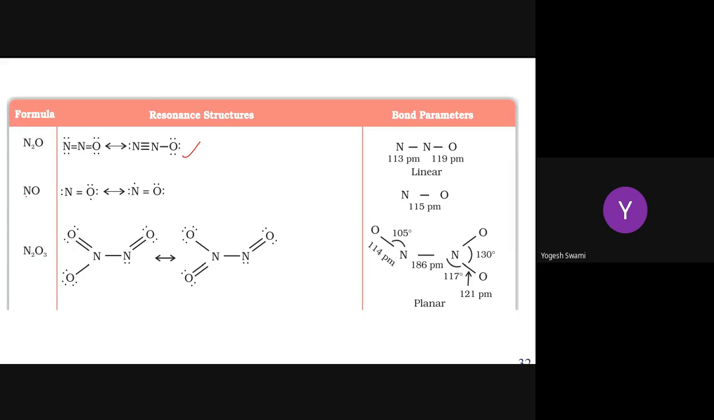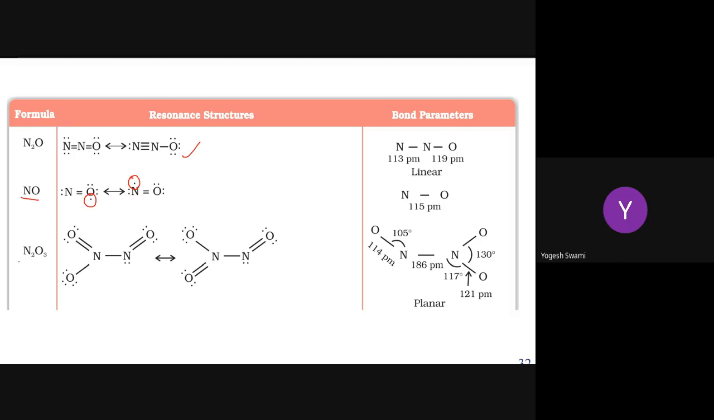Now the next one is NO. Look at the structure of NO. In this example, oxygen contains 1 electron. In this resonating structure, nitrogen contains the electron. So due to the presence of an unpaired electron, NO is paramagnetic in nature. In the exam a question comes: why is NO paramagnetic in nature? Paramagnetic in nature due to the presence of 1 unpaired electron. NO is paramagnetic.